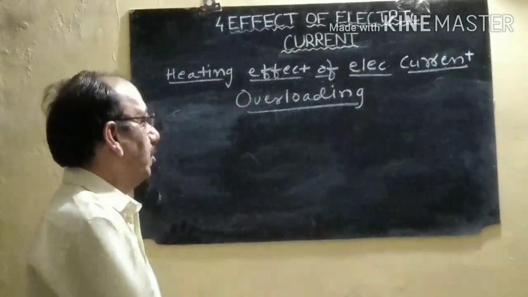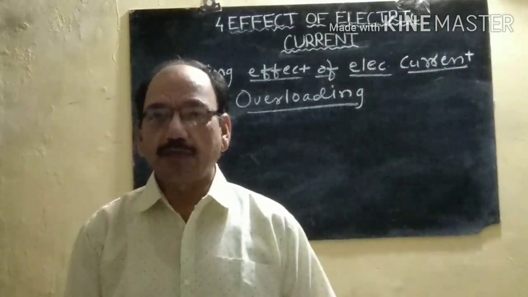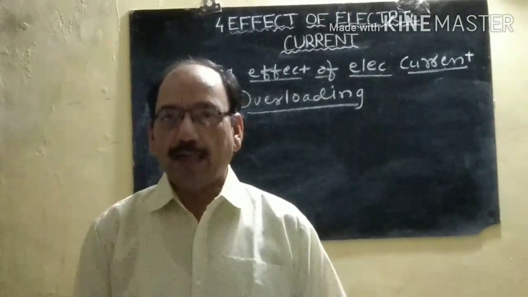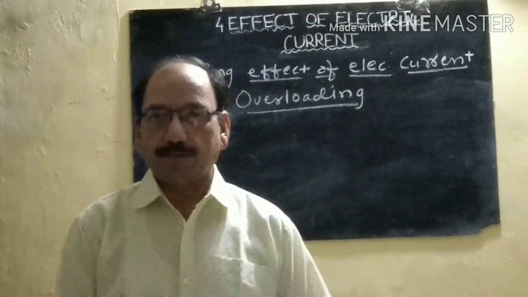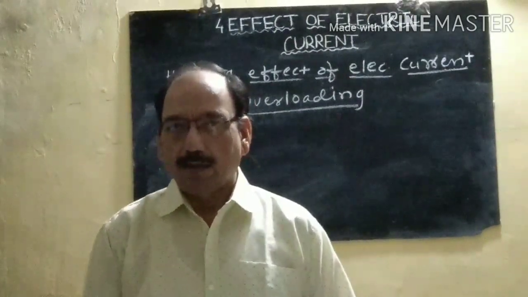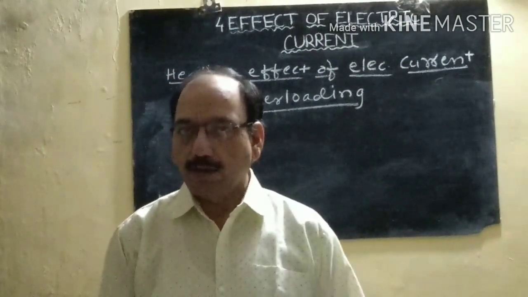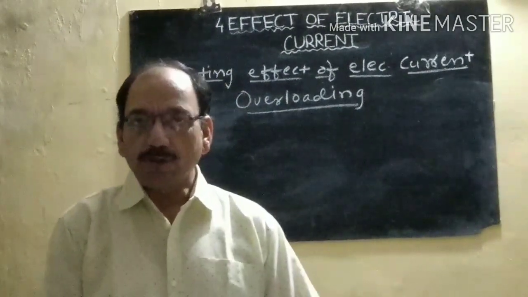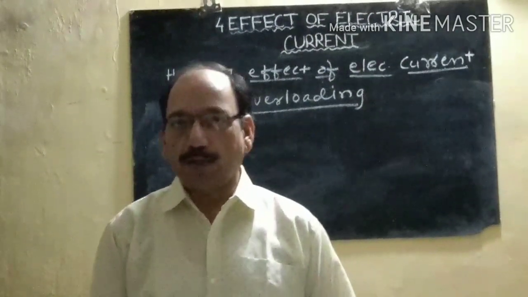Now we are going to learn about overloading. Many times in the summer season, huge electrical power is used for home lightings, shops and air conditioners. This much electric power is drawn from the transformers. But supply of electricity from the distribution department is limited. Due to this reason, the fuse of the transformer melts, and this event is called overloading.